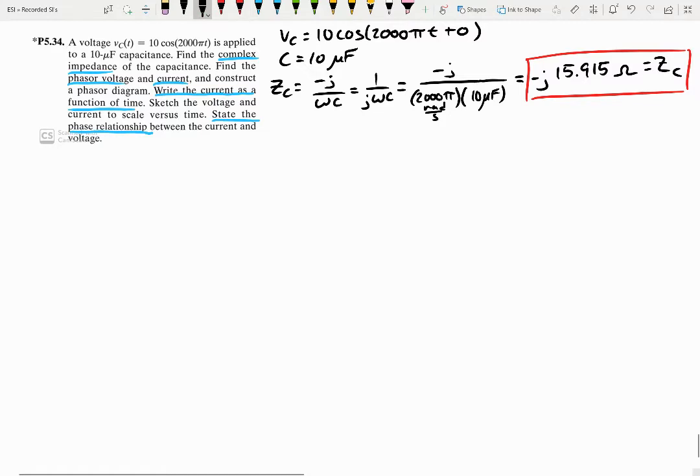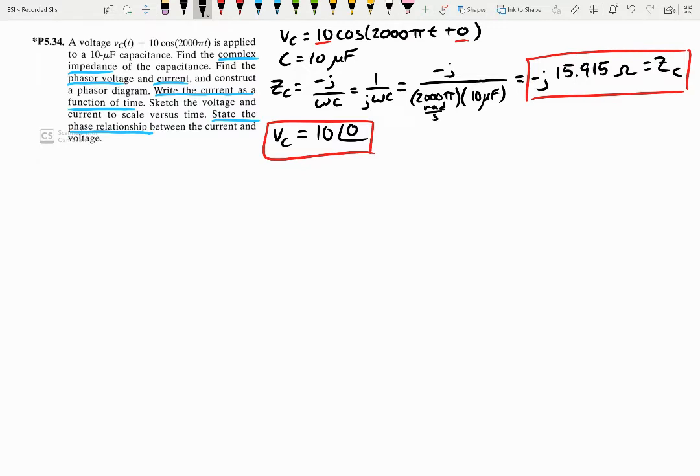All right, let's move on to the next part. So our VC is just going to be equal to 10 at angle 0, and that's just pulling it straight from up here. So 10 and then angle 0, because that is the voltage of C. All right, so that part's done.